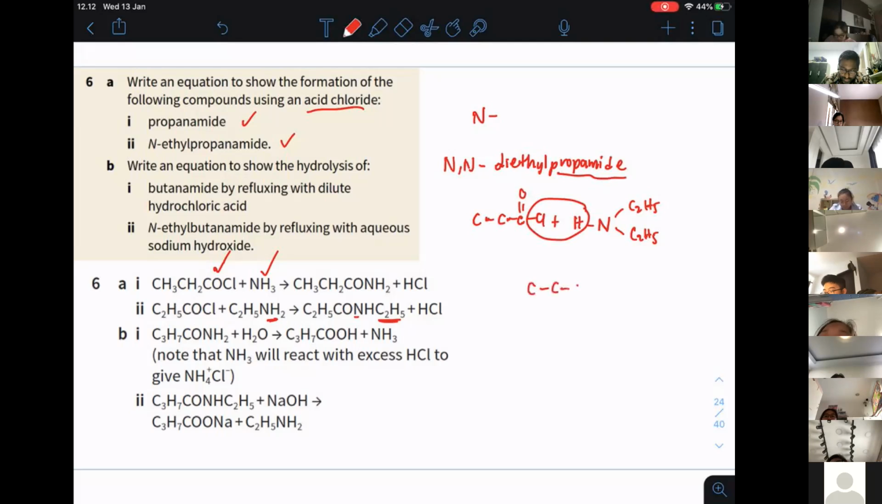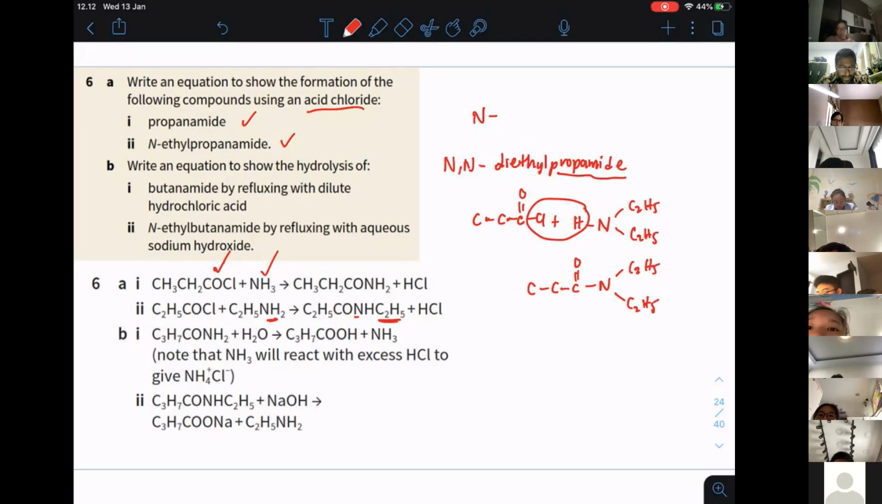So you will have something like this. And then N, C2H5, C2H5. This is N,N-diethyl propanamide. So this one, please actually revise. Okay, write an equation for hydrolysis.